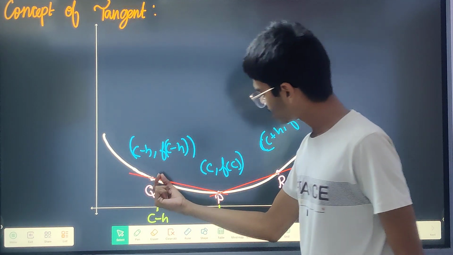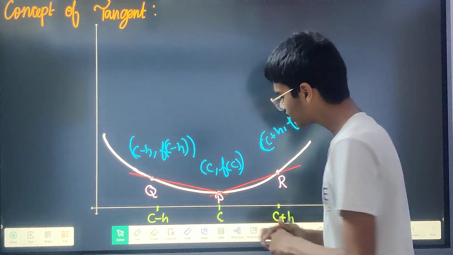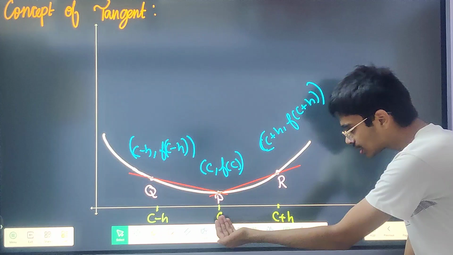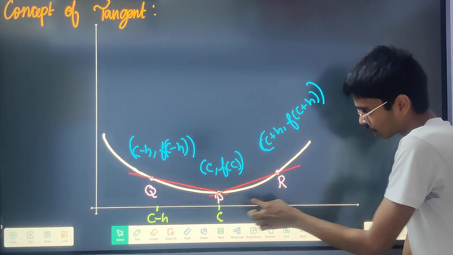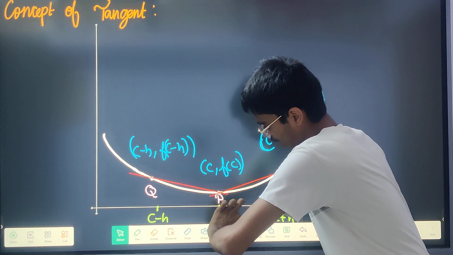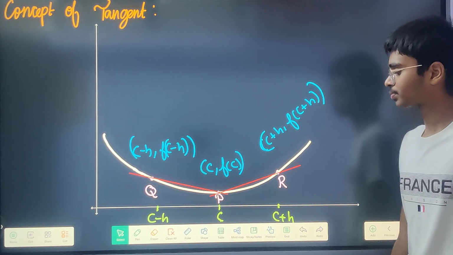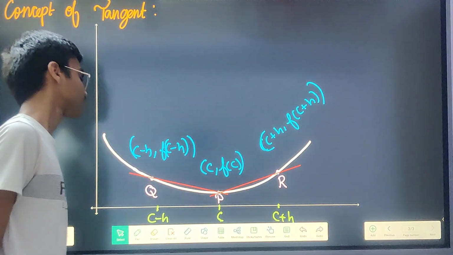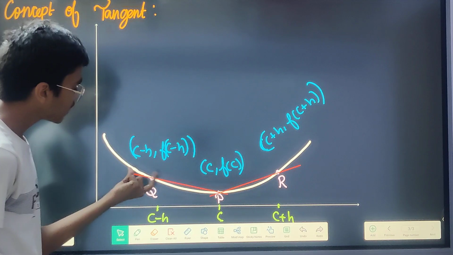Now, this C is H distance away from here, which means after H distance you can see this R point, and if you go to the negative x-axis side, it will be minus H distance. Now what I want to do is minimize this H distance.